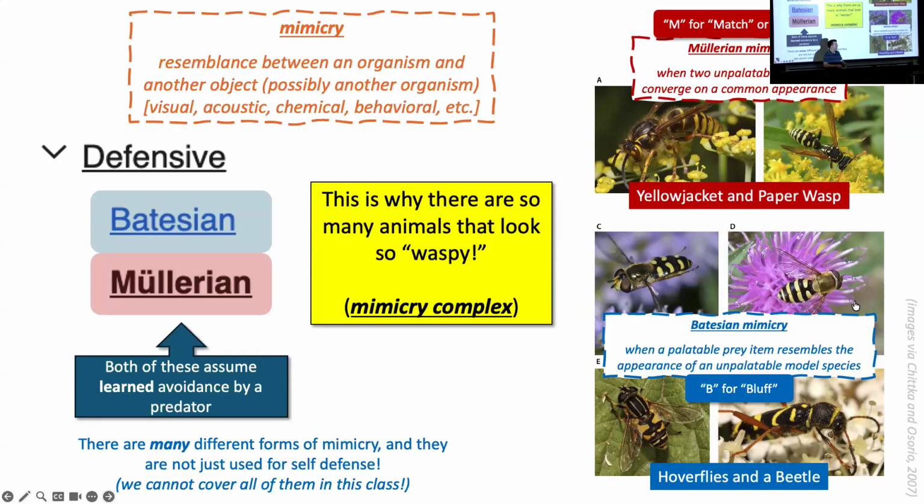So imagine what's going to happen here. If a predator has an innate avoidance of yellow and black stripes, and then suddenly all of these prey items that don't have any ability to fight back glom onto that, and they start having yellow and black stripes, what's going to happen to the informational value of yellow and black stripes? What do you think? Yep.